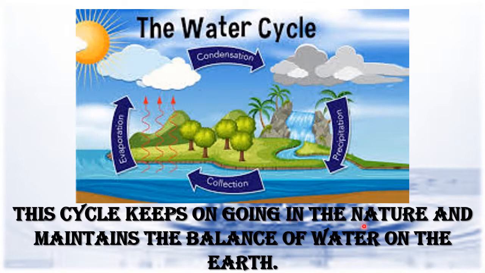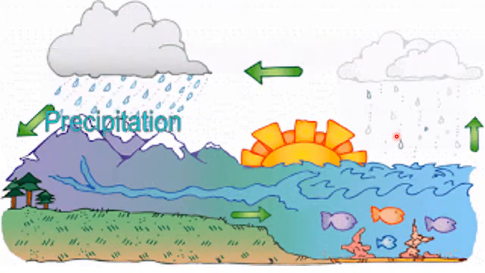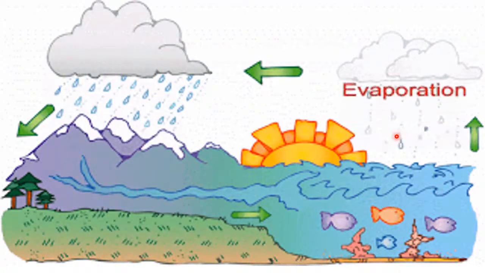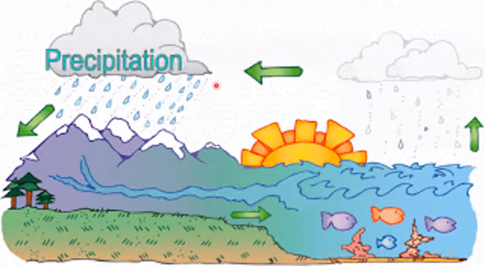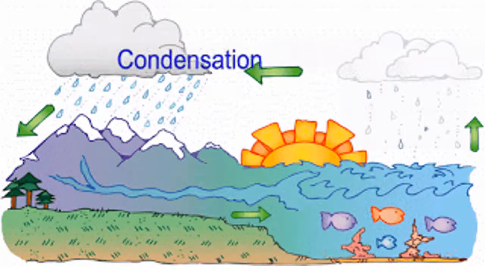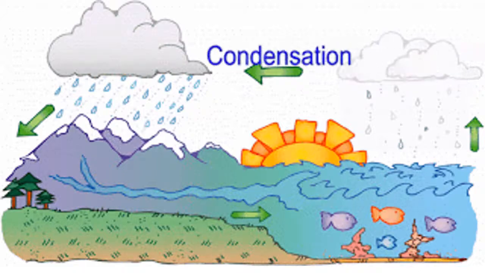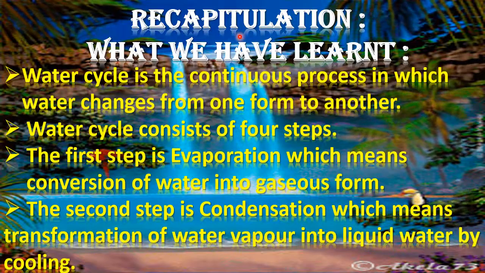This cycle keeps on going in nature and maintains the balance of water on the earth. So it's a very important part of our life because it maintains the balance of water on the earth. Can you see? Just see the virtual view of the water cycle. Evaporation, condensation, precipitation, and then runoff, which means collection of water into rivers, lakes, and then again the cycle will go on and on.